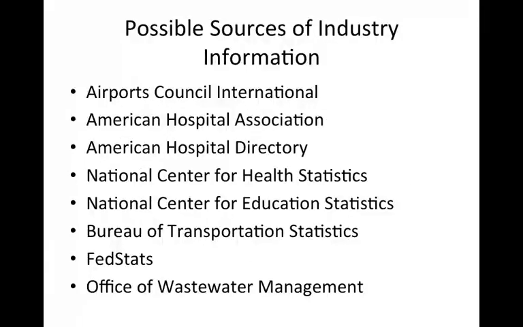There are a lot of organizations that produce this type of information for comparison purposes. Healthcare: the American Hospital Association, the National Center for Health Statistics. On the college and university level, the National Center for Education Statistics is the place to go. If you're looking at transportation, you want to look at the Bureau of Transportation Statistics. There is a website called FedStats, one portal you can go to and be led to all these different federal statistics agencies that provide this type of information.